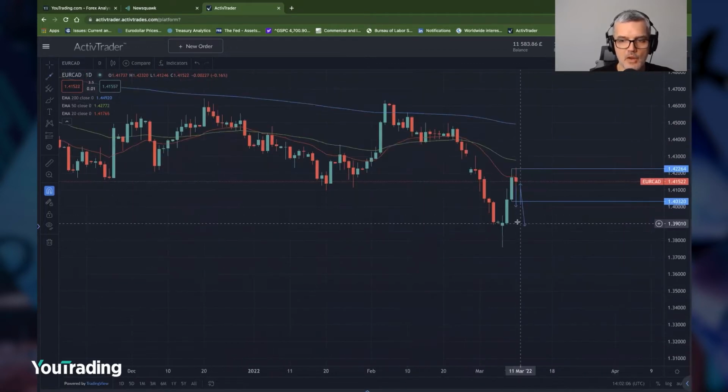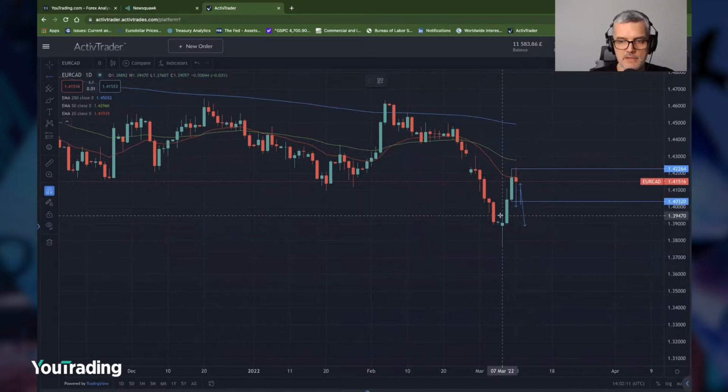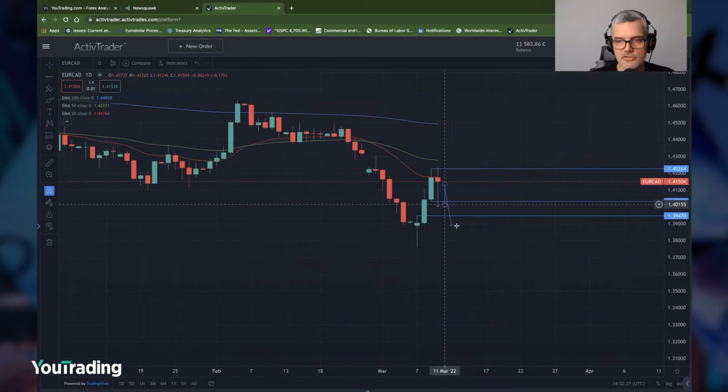And the target would be the imbalance that was left from this breakout on the 8th of March. So we had the high of the 7th of March, and that hasn't been tested again. So we've got this imbalance between that high and the low from the 9th of March still to fill in. So that's the trade I'm looking for.